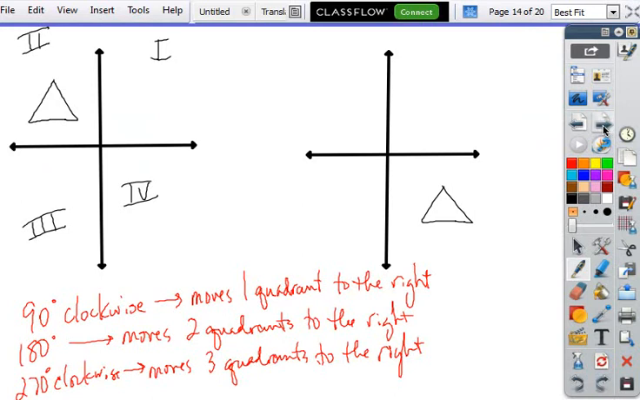All right, so look at this real quick. We already talked about it, 90 degrees clockwise, one quadrant to the right, so 90 degrees counterclockwise would be one quadrant to the left. 180 is 2 to the right or 2 to the left, it really doesn't matter which way you say that. 270 clockwise is 3 to the right.